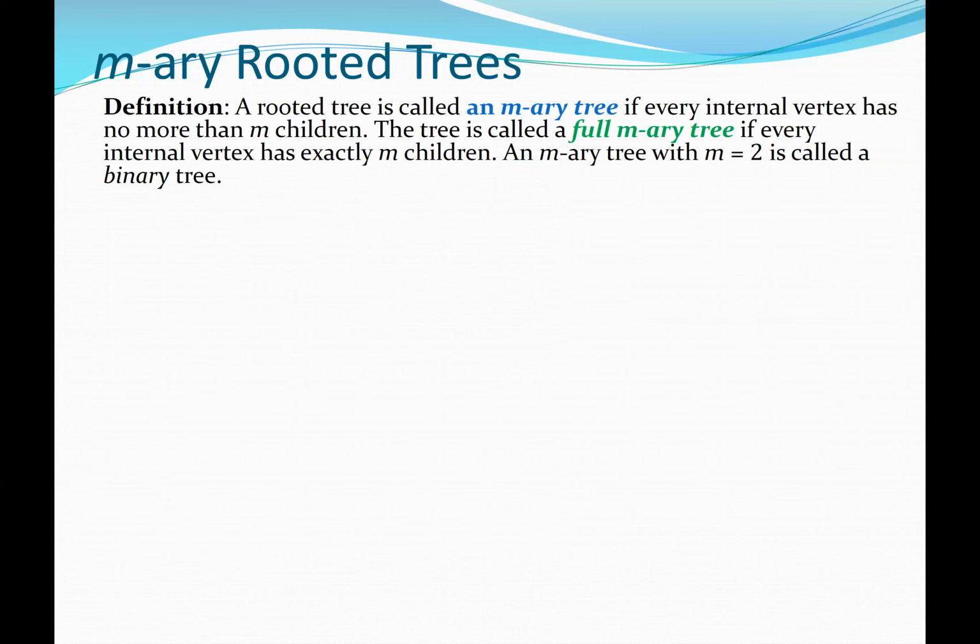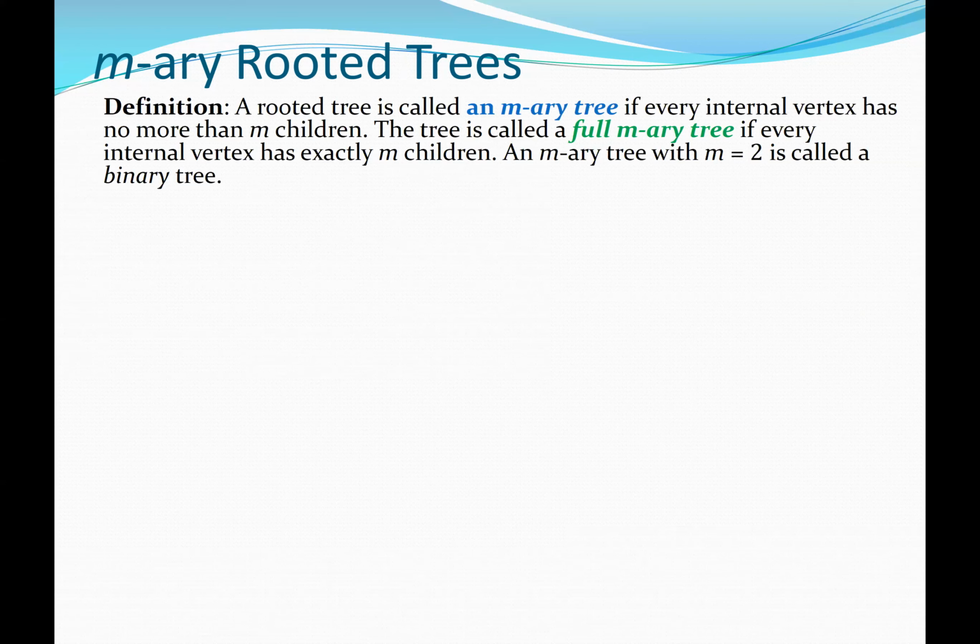Now we look at the m-ary rooted tree. What's the difference between a rooted tree and an m-ary rooted tree? A rooted tree is called an m-ary tree if every internal vertex has no more than m children. So in a 3-ary tree, every internal vertex cannot have more than 3 children. You could have 2, could have 1, but you cannot have more than 3.